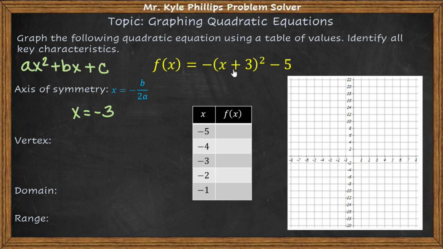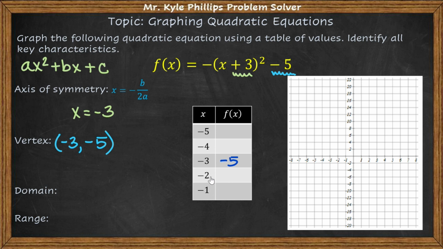Now my vertex is going to be the opposite of this number, and then the k here stays the same. So this is going to be negative 3, negative 5. All right? Now, domain and range, this is very easy to answer once we have a picture of the graph. So let's fill out our table, and then let's graph, and then we'll come back and answer our domain and range. So here, for vertex, negative 3, negative 5, we now need to know what are the y values when I plug in negative 2, negative 1.